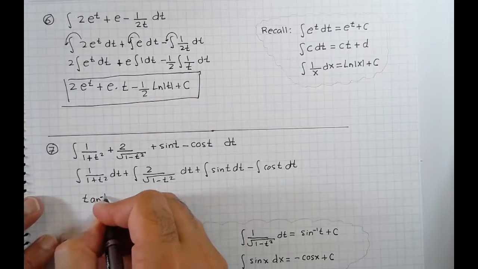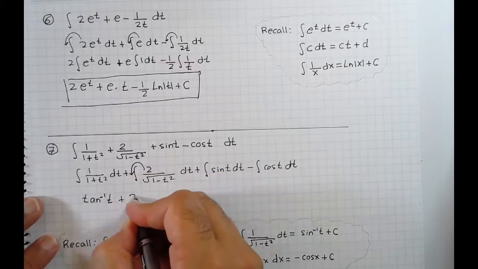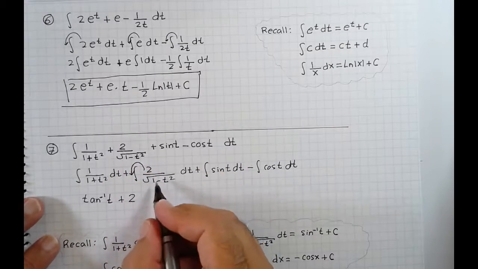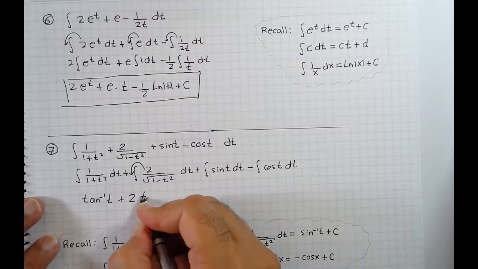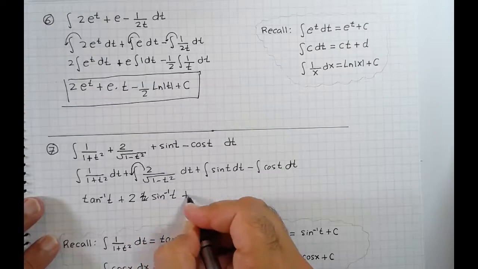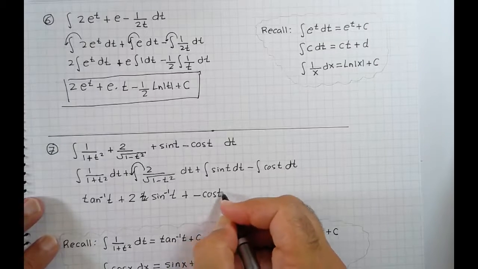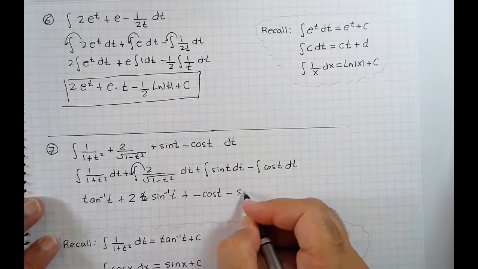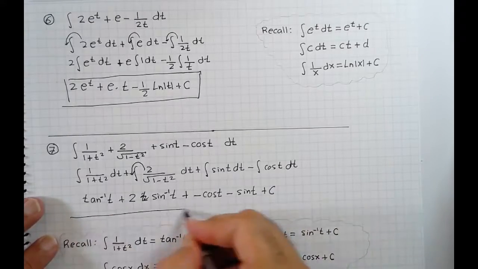Tan minus 1 t. The constant passes right through, so we can write this as 2 times antiderivative of 1 over root 1 minus t squared. That's arctan t. Oh, I'm sorry, that's sine minus 1 t. Plus integral of sine t is negative cos t. Integral cos t is sine t. Plus c. Let's put that in a box.